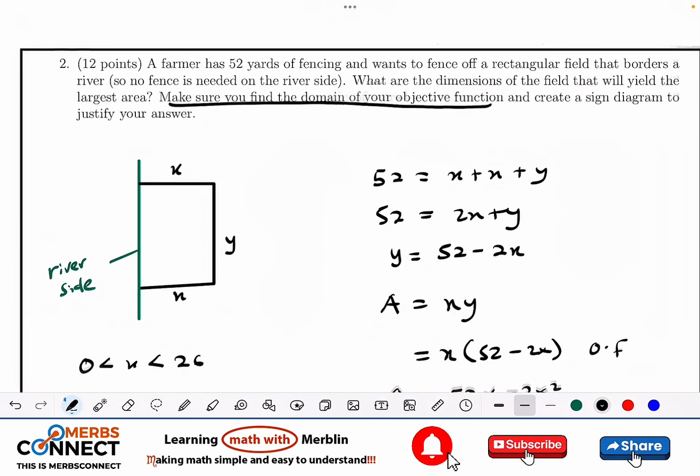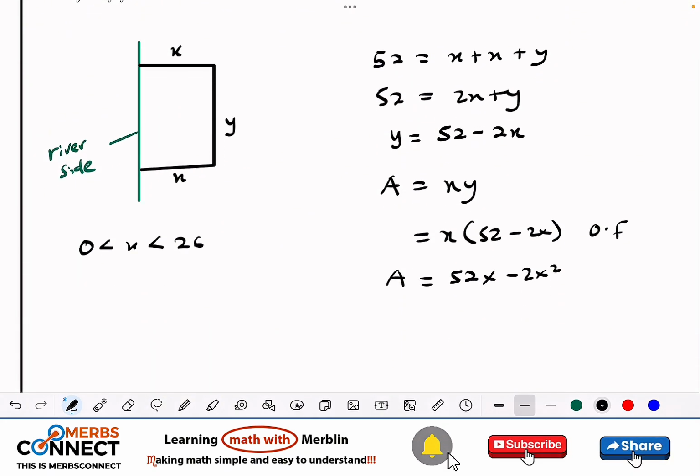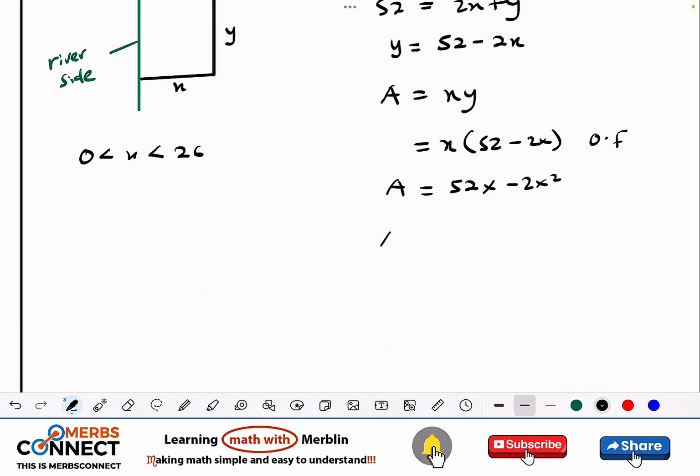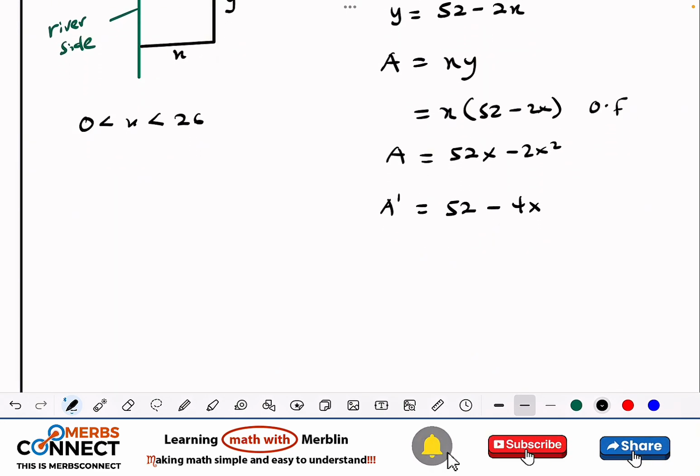Now, before we do the last one, let's look at the largest area. So what we need to do is we need to differentiate A. So we are going to have 52 minus 4x. So this is a linear function, so we can just pick 52 minus 4x and set it to 0.